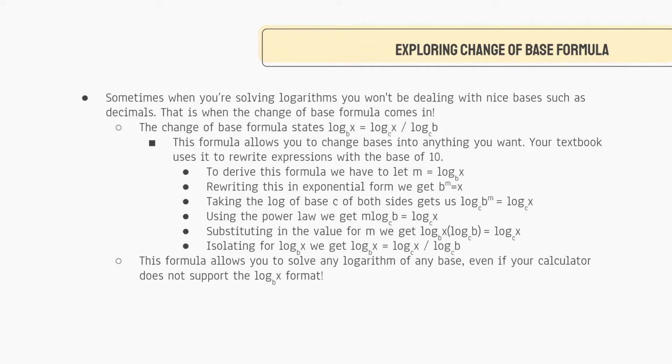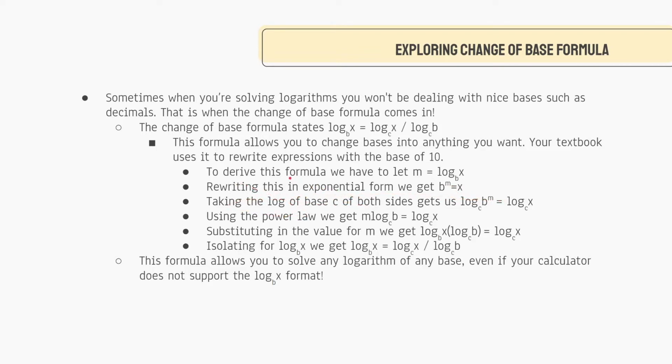They don't really make sense from our mathematical perspective here, and so we will not be dealing with those. So if you're wondering how we got to this point, how did we find this formula? Well, it is a little bit more work than the power law, but you can get it done. So for example, again, we're going to let m equal log of x to the base of b. We're going to rewrite it in exponential form, and so we get b to the power of m equals x. Then we're going to take the log of both sides.